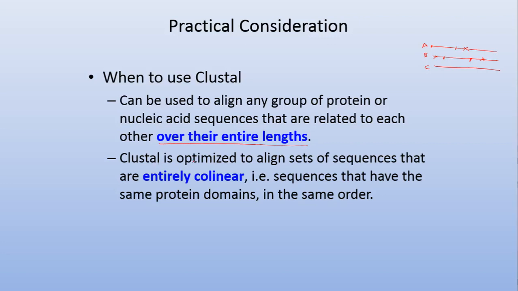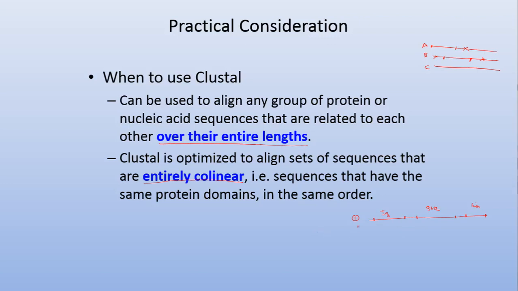ClustalW is optimized to align sets of sequences that are entirely collinear. That means the sequences have the same protein domains in the same order. Proteins are modular entities. For example, if this is your sequence 1, it has an immunoglobulin domain over here, then over the next span an adapter domain like SH2, and then another domain, which can be anything, like a kinase domain.